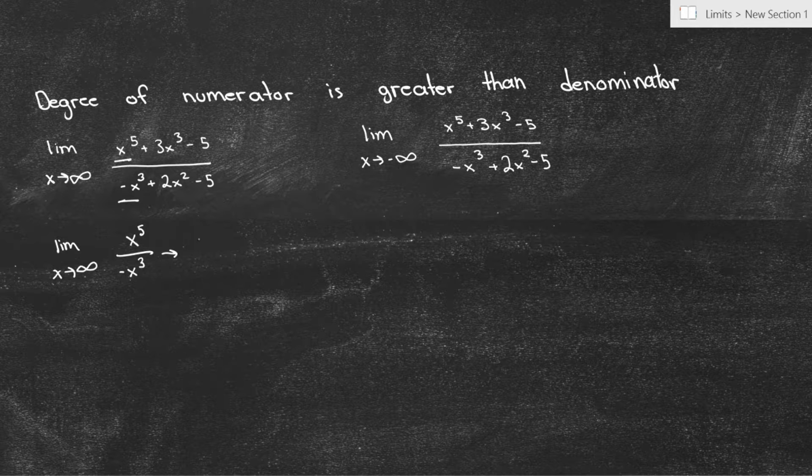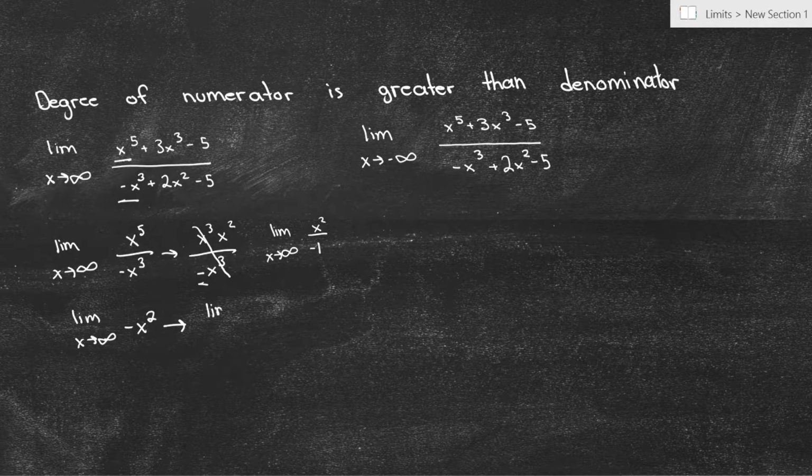So we can take out an x cubed on the top, getting x cubed times x squared, divided by negative x cubed. Then we can cancel out the x cubes, and we'll get limit as x approaches infinity of x squared divided by negative 1, because we still have that negative sign there. So this is the equivalent of negative x squared, so limit as x approaches infinity of negative x squared. That would equal negative infinity. So limit as x approaches infinity, f of x would be negative infinity.